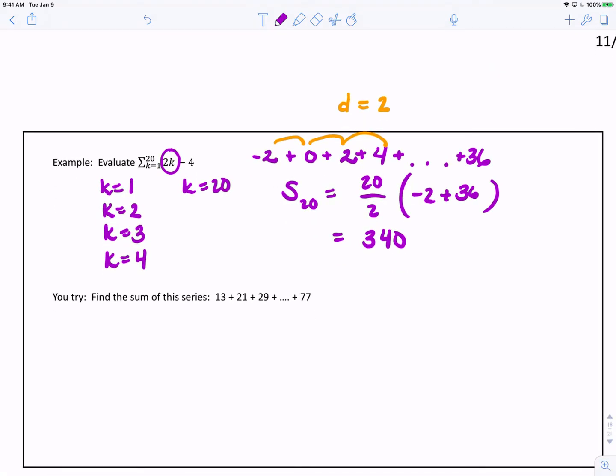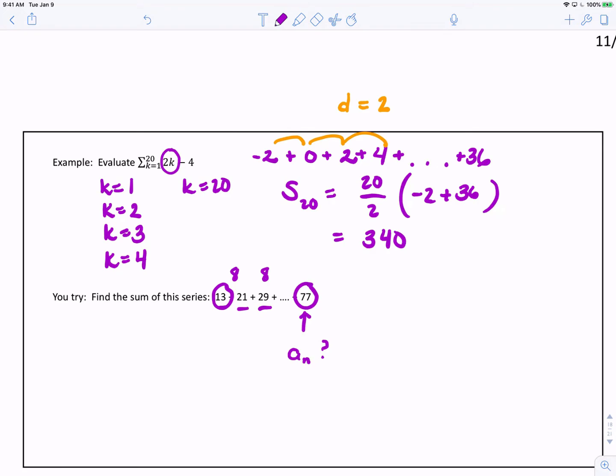Here's one for you to try. Now remember what you're going to need to do. Well, let's do this first part together. Let's verify that this really is arithmetic. From 13 to 21, we would add 8. From 21 to 29, we would add 8. So yes, it does look like this is arithmetic with a common difference of 8. So we're asked to add up the terms from 13 to 77. So the first thing you're going to figure out is, what term number is that in the series? What is n? And then after you know what n is, then you can find the sum.